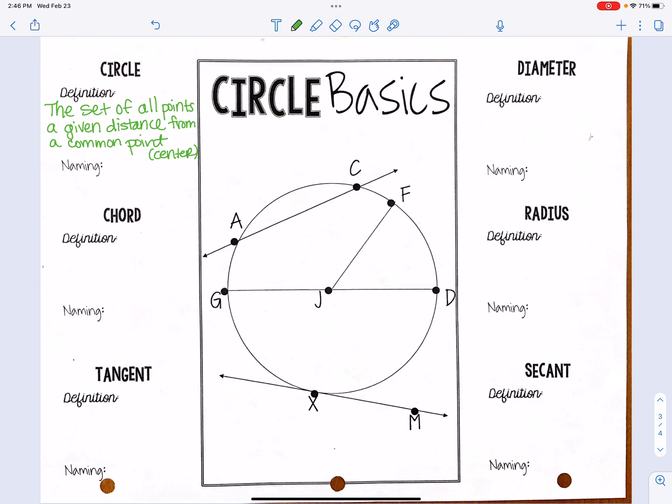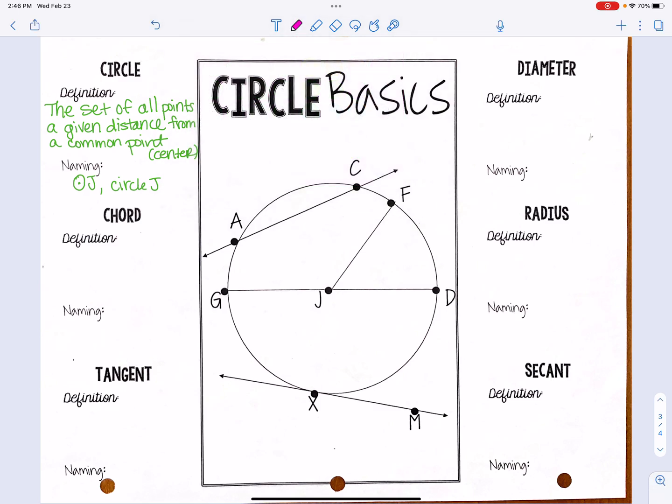So if I was going to name the circle here, I would name it circle J. You can just write J. Some people, if it's in a book, it'll have a little circle with a J. Some people write out the word circle. If you just put J, that's fine. But you always name a circle by its center.